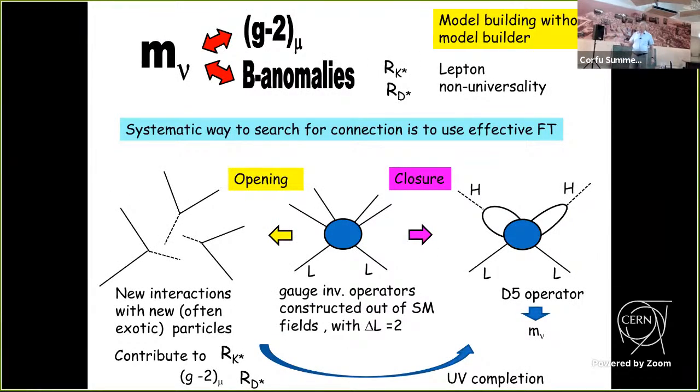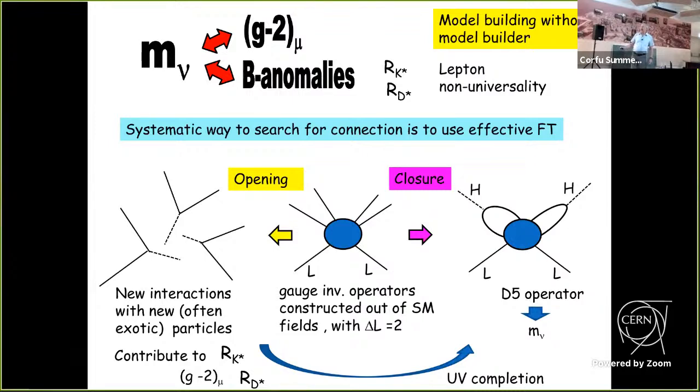Now, there are other connections, mass of neutrino with g-2 or the B anomalies, and there are plenty of papers studying this possible connection. And the game is to use, of course, effective field theory and proceed in the following way. You first write all possible operators constructed out of particles of the standard model which violate lepton number by 2 units if you want to produce Majorana mass of neutrino. Then if you close these lines, like for instance here, with 2 Higgs fields, this is precisely the D5 operator, which generates neutrino mass. Or you can move in the opposite direction. You can open this box, or this circle, and see which kind of renormalizable interactions you can introduce to reproduce this operator.